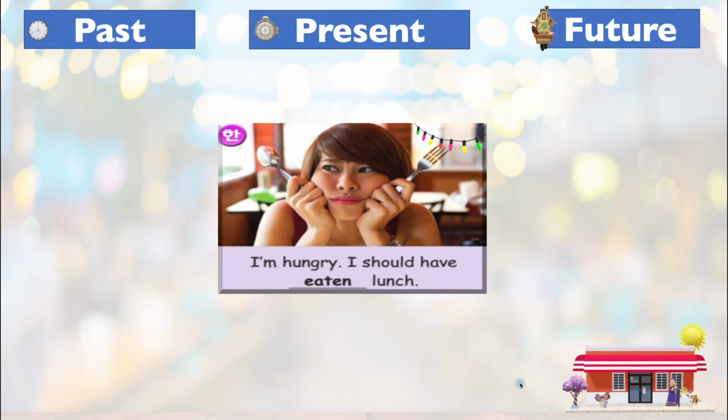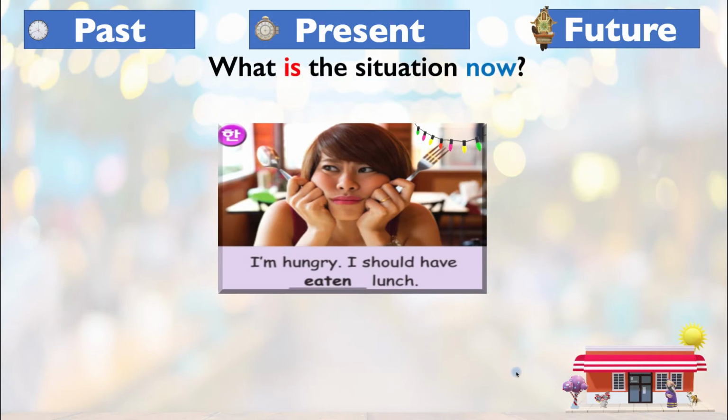So as we said, we're going to ask some questions related to this vocabulary and situation. So what is the situation now? So now means present time. Let's say it's 3 p.m. in the afternoon. So what is the situation now? I'm hungry. Yes. The woman in the photo is hungry. So she's saying, I am hungry.